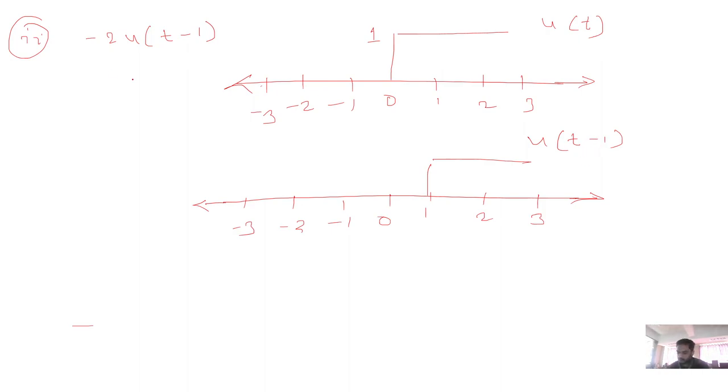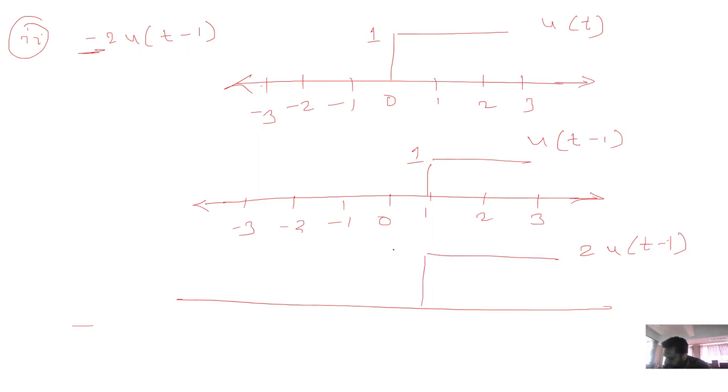So what to do with this 2? Can anyone help me? It is 2u, so its amplitude is 1, 2u of t minus 1. Its amplitude is going to be, instead of 1, 2. So suppose this is 0, 1, 2, 3, 4. So this is 1 and this is 2.